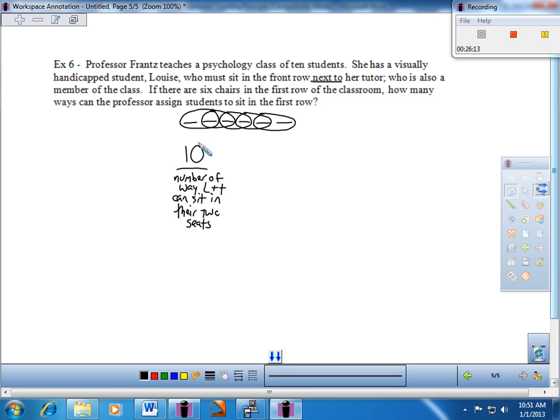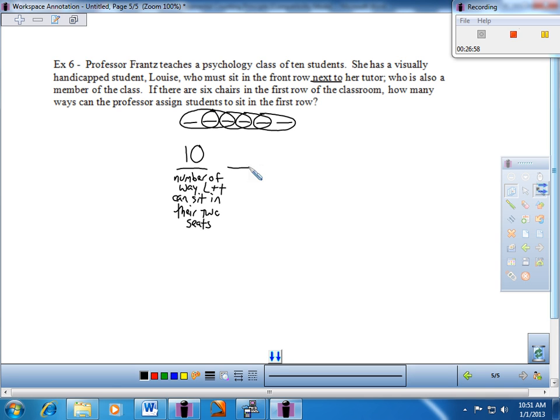All right, let's pause for just a second and make sure we see that. Just one more time, everybody. 5 different pairs of seats for Louise and her tutor, and within those 2 seats, there are 2 different possibilities. So we do a 5 times 2, which is 10. Okay. Now the main condition of the problem is set, so now we go on to our next task.